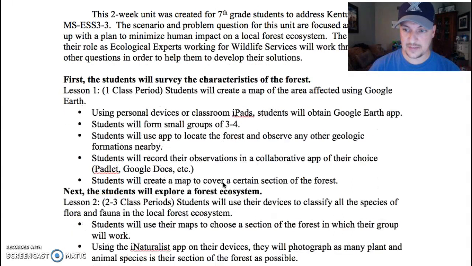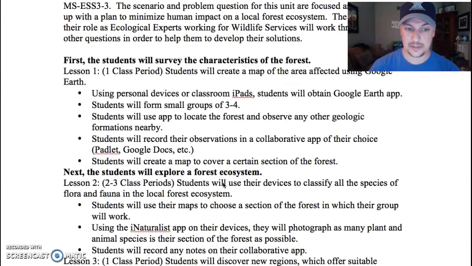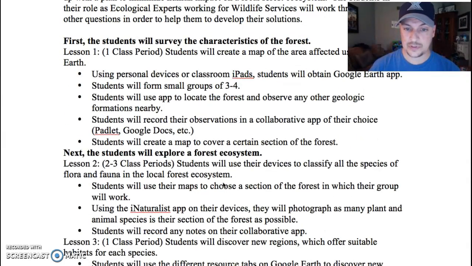So basically, I just gave you a layout of all the lesson plans included here. First off, the students are going to survey the characteristics of the forest. In lesson 1, which should take about 1 class period, they're going to end up creating a map of the affected area using Google Earth. This is where they first use their personal devices, or if they don't have personal devices, they can use their iPads in the classroom, or the classroom produced ones anyway.